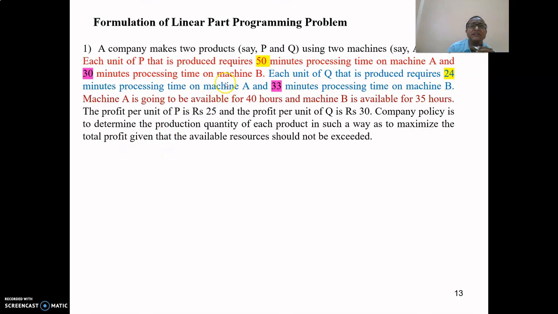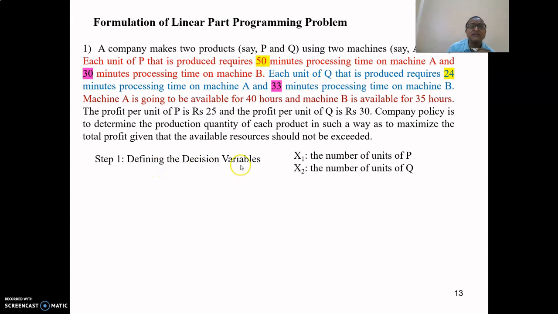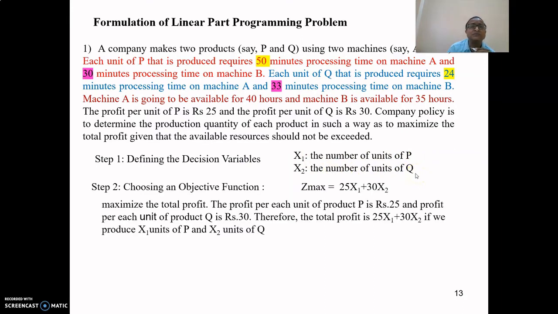Now here the decision is related to the production of components P and Q. So the first step is defining the decision variables. Let x1 be the number of units of product P, and x2 the number of units of product Q.